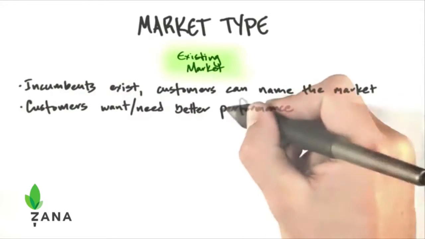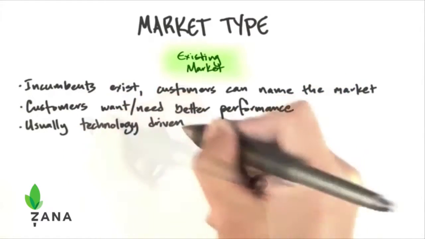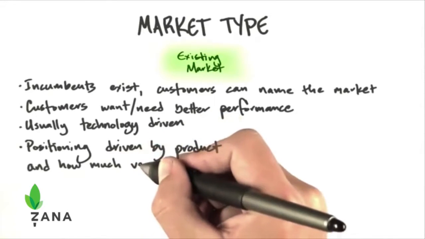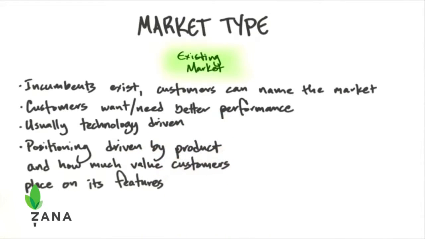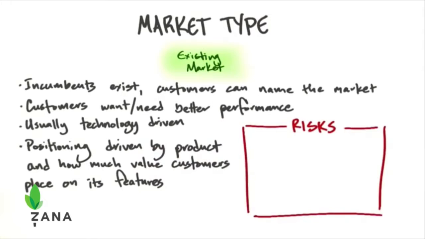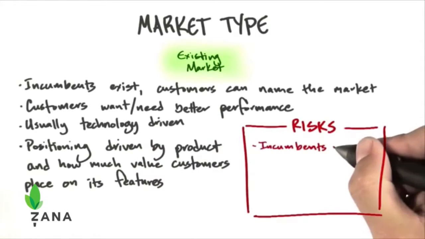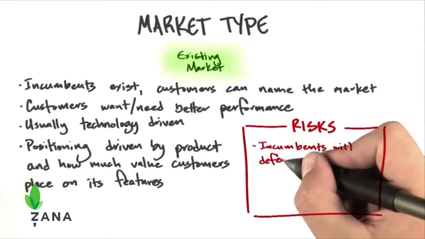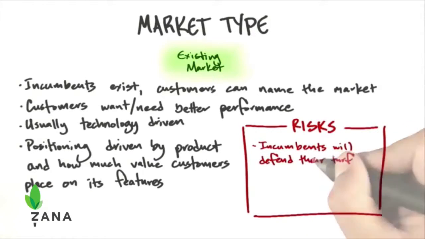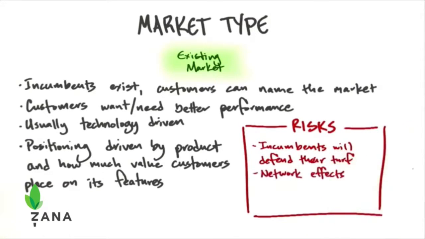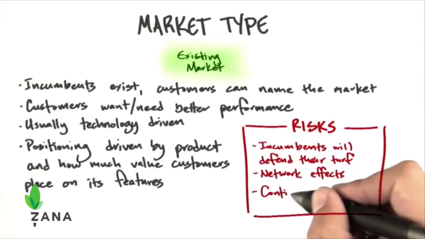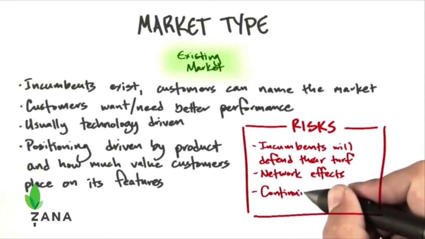Customers want or need better performance, and it's usually a technology-driven play. Positioning is driven by the product and how much value customers place on its features. The risk in an existing market is thinking that the incumbents are dumb. Typically, incumbents, unless they're large corporations that are falling asleep, will defend their turf. Remember the network effects of an incumbent. It might mean that it's not only about their product, but it might be all the ancillary services and third-party offerings they have in their catalog.